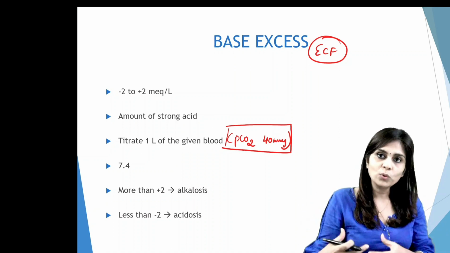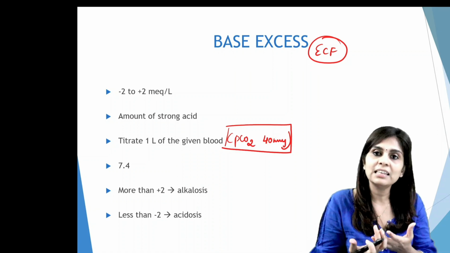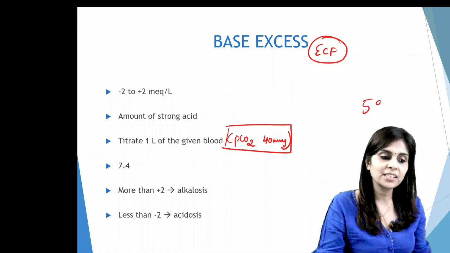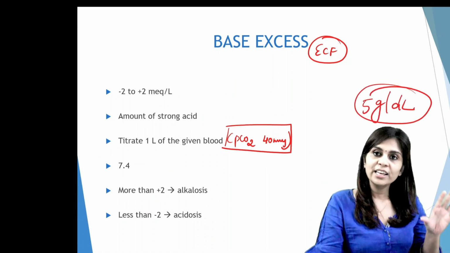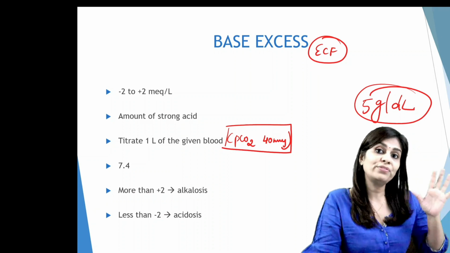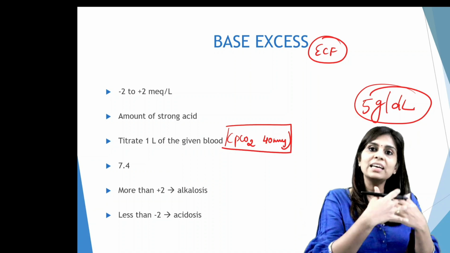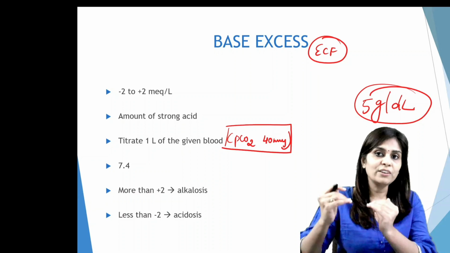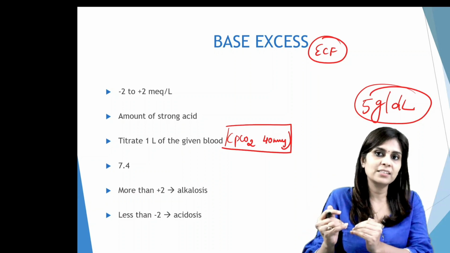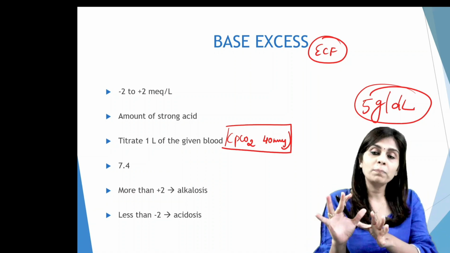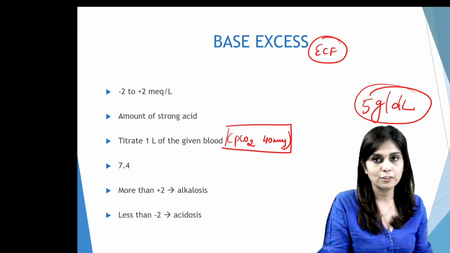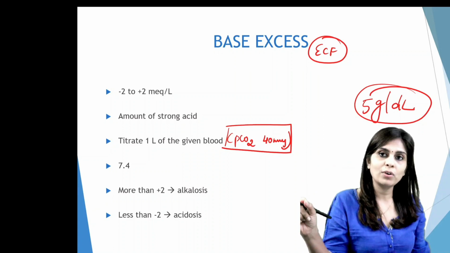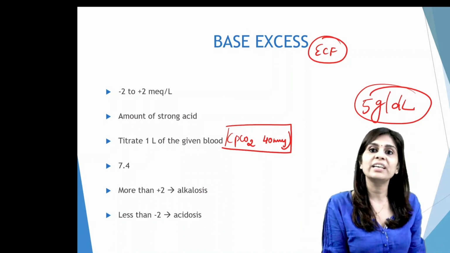It's a calculated value wherein we calculate the amount of strong acid that needs to be added to 1 liter of the given blood, assuming that the hemoglobin concentration is just 5 grams per deciliter. If it's just blood, the hemoglobin concentration will be 15 grams per deciliter. Once you add ECF and dilute it, the hemoglobin concentration will be just 5 grams per deciliter. So we calculate it assuming a hemoglobin concentration of 5 grams per deciliter, and that's the appropriate value that you should look at in a blood gas analysis report to interpret it. So the summary is, if base excess is more than +2, it is metabolic alkalosis. If it's less than -2, it is metabolic acidosis.